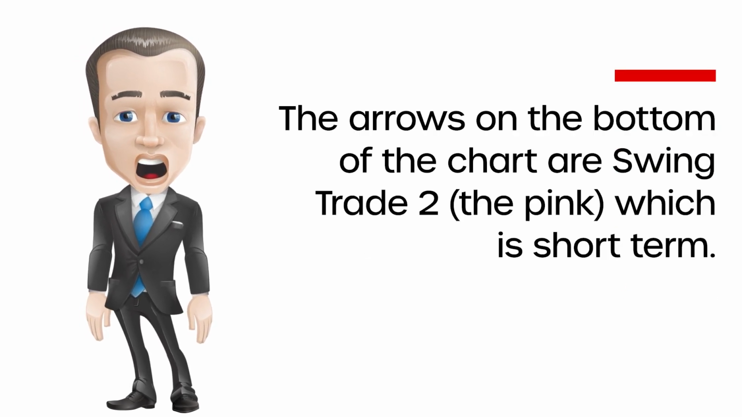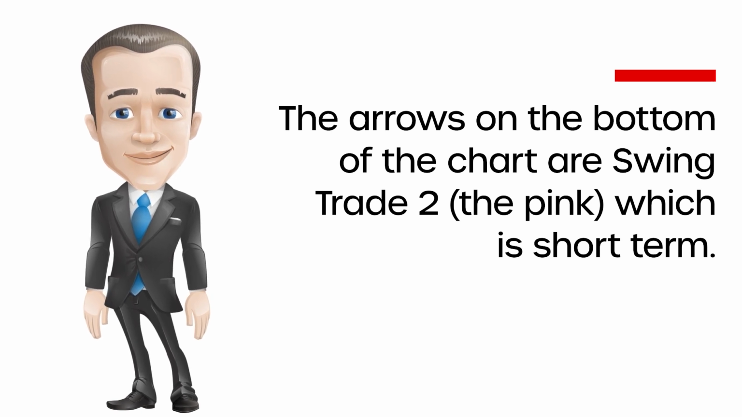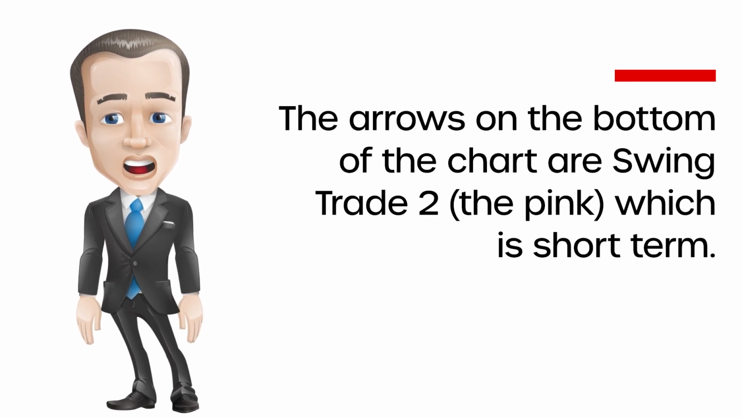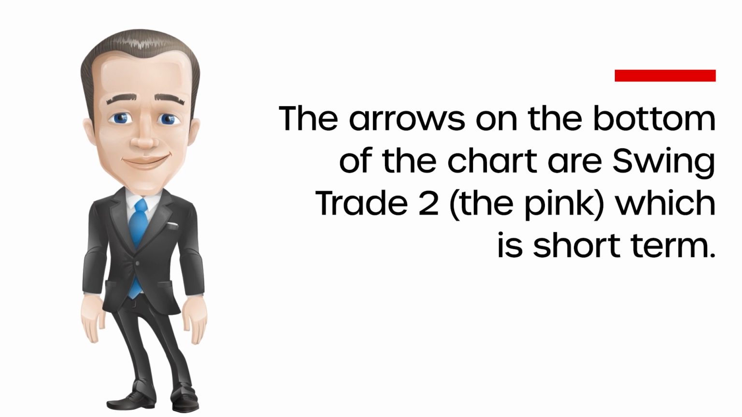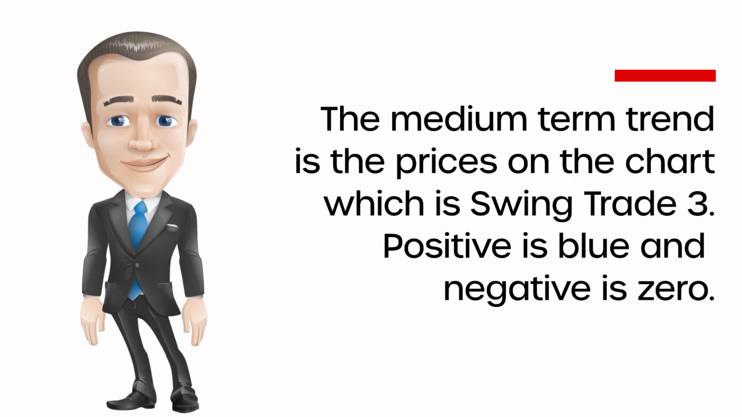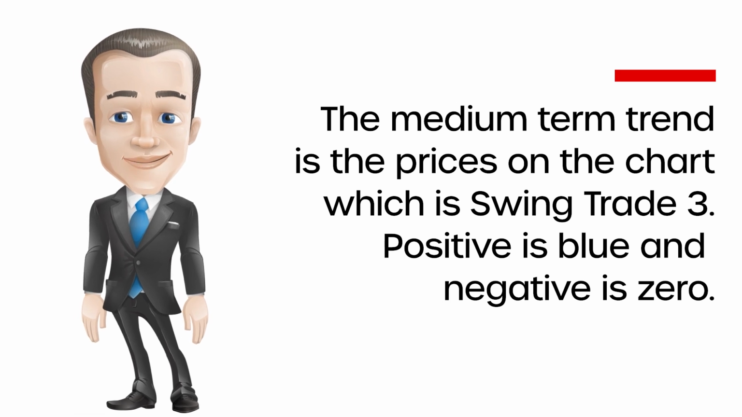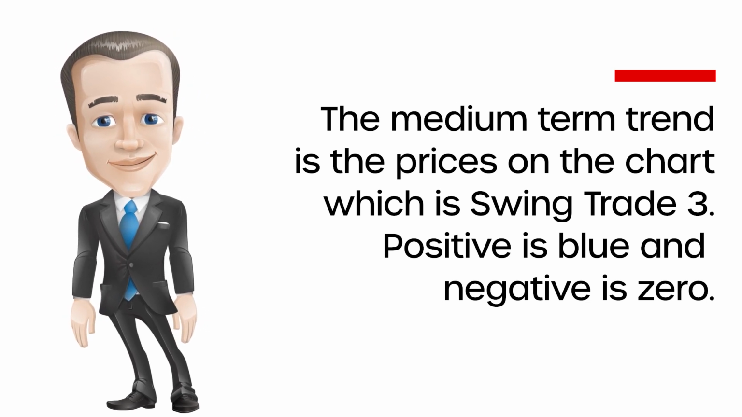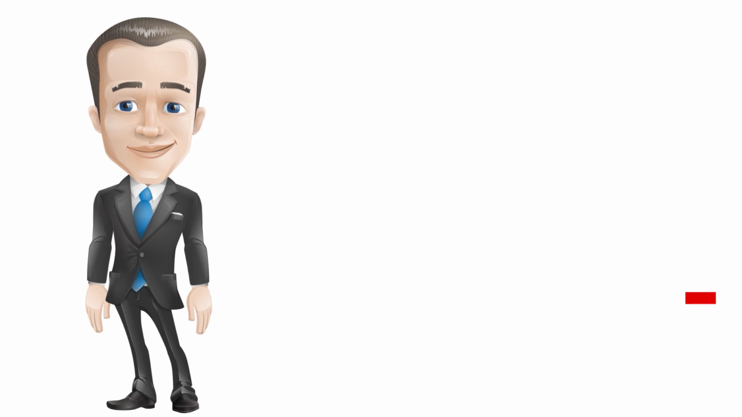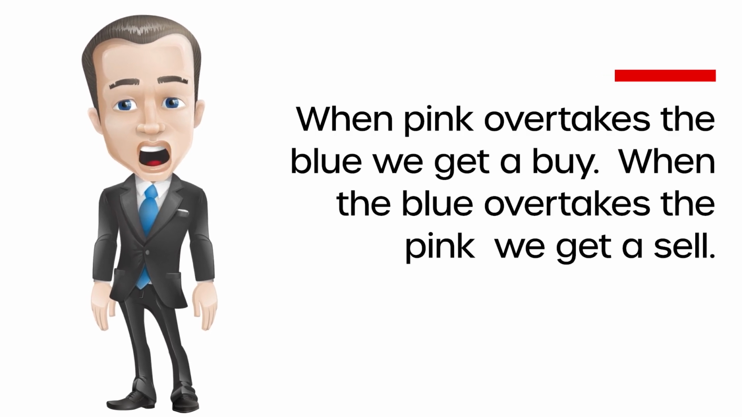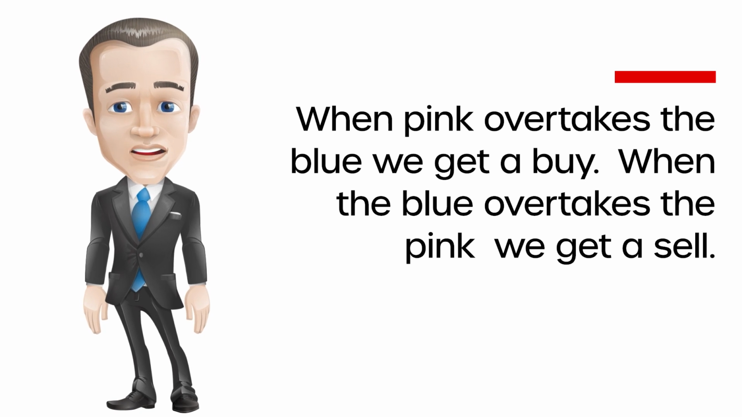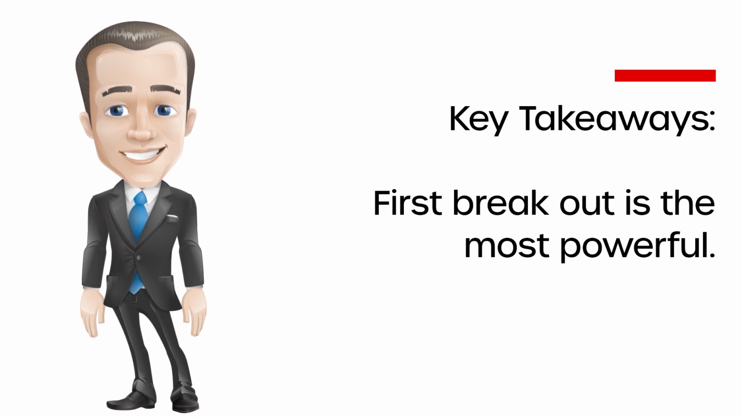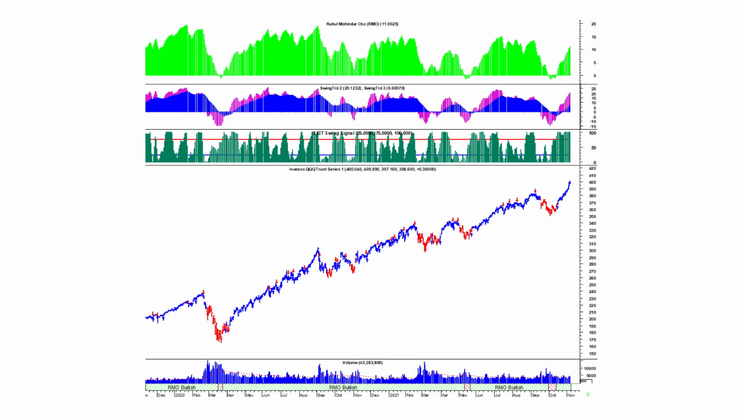Look at the arrows on the fourth window on the bottom of the chart. The arrows are swing trade 2, the pink, which is short term. The medium term is the prices on the chart, which is swing trade 3. Positive is blue and negative is 0. When pink overtakes the blue, we get a buy. When the blue overtakes the pink, we get a sell. Remember, first breakout is the most powerful. Try an initial breakout. Back to the charts of the QQQs.